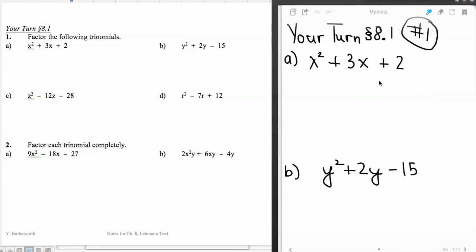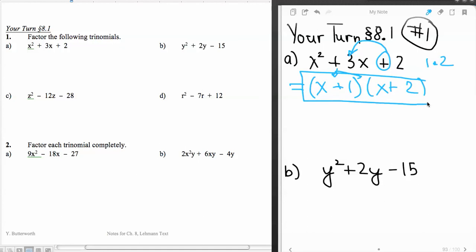Okay, these are the your turn problems from section 8.1. This is problem number 1. So I am finding the factors of 2, 1 and 2, and I'm finding those that sum to 3. Yes, they indeed do. So I'm going to have an x with a 1 and an x with a 2, or vice versa. Remember, it doesn't matter. And then I need them both to have this sign. So I have a plus here, and I have a plus here, and that's how they factor.